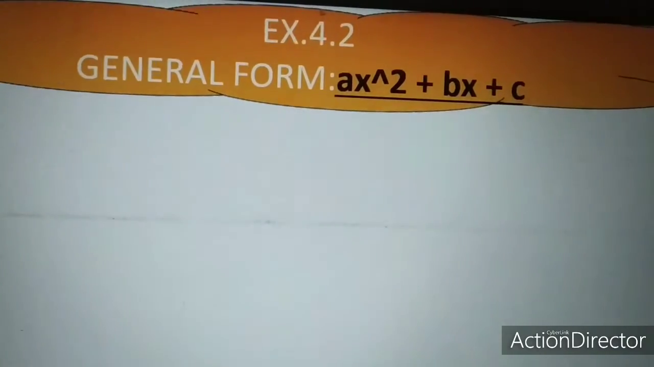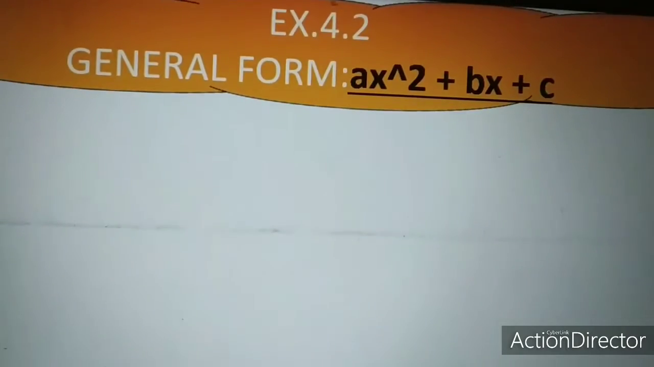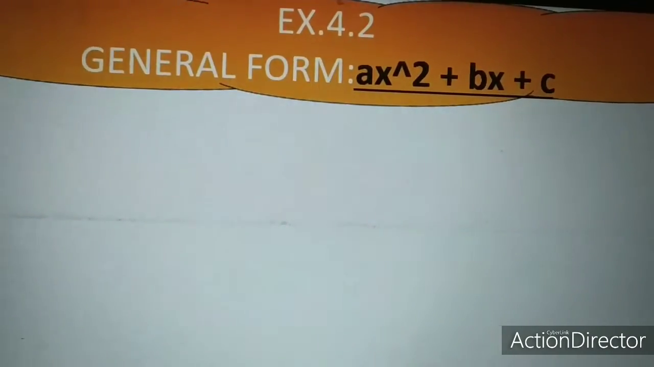Now let us move on to exercise 4.2, where the general form of the equation is ax square plus bx plus c. Here the middle term is b, that is the coefficient of x, and the product is a into c, that is the coefficient of x square multiplied by the constant term. So now let us move on to the sum.